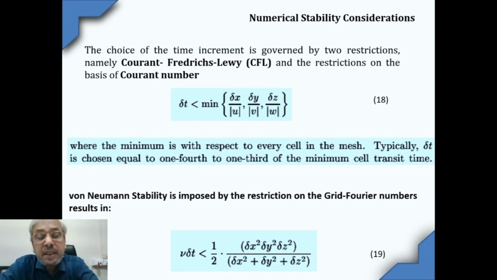That is from one side, and then we can apply the von Neumann stability condition also. And the von Neumann stability restriction means it is on the grid Fourier number. That means it is on the coefficient, in this case nu delta t by delta x square, or nu delta t by delta y square, nu delta t by delta z square, and nu delta t will be minimum of all these, and this can be summarized as equation 19.